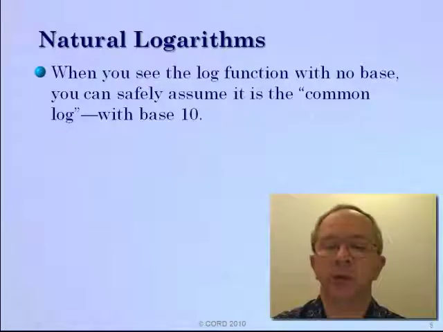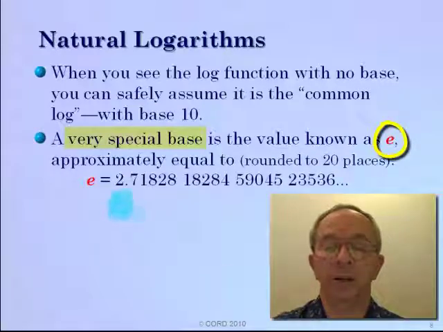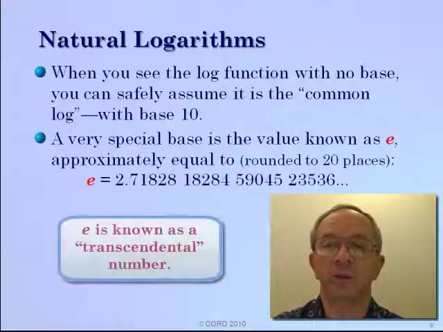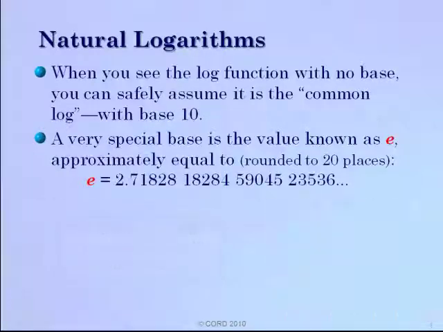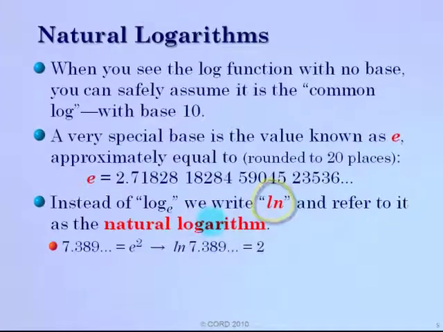Let's look at some natural logarithms now. That's not base 10. When you see the log function with no base, you can usually assume that it is the log base 10. But there's a very special base that is known as e, and this is the value that it has approximately rounded to 20 places. It just goes on forever and ever. It does not ever stop, never repeats. It's a very special number called a transcendental number. And you don't need to remember that, but just know that e is a very special number. Instead of log base e, we write instead ln. We can refer to it as the natural logarithm.